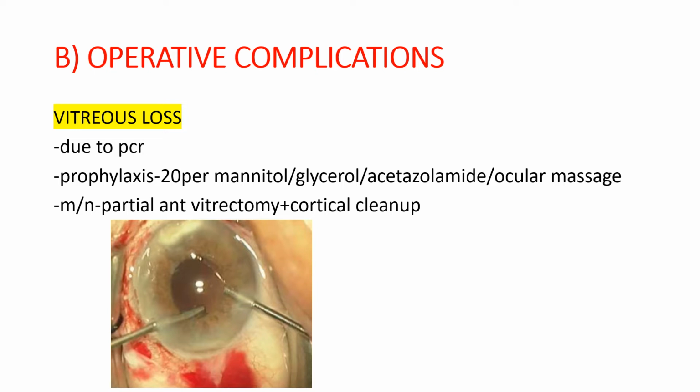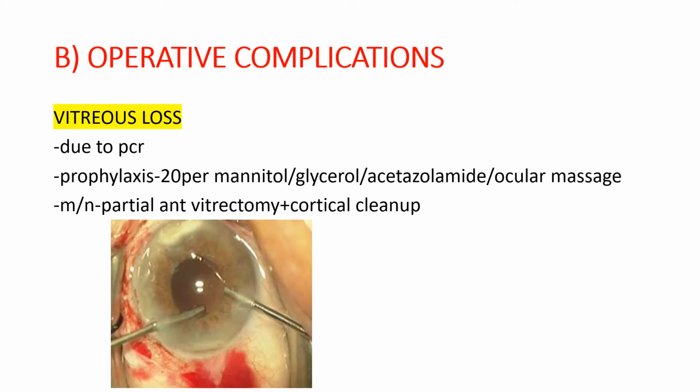But if the posterior capsular rent happens and there is a vitreous loss in the anterior chamber, we need to clear the vitreous from the anterior chamber. Now, this is done by anterior vitrectomy. So vitrectomy is of two types: anterior vitrectomy and posterior vitrectomy. Anterior vitrectomy is done when there is a vitreous loss, or when there is a vitreous prolapse into the anterior chamber and it needs to be removed.